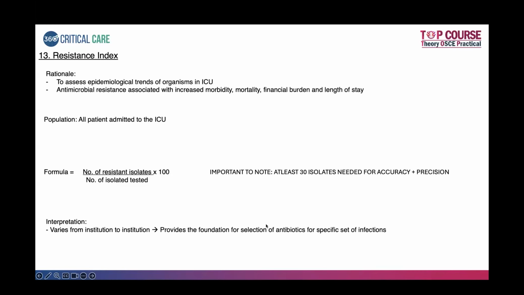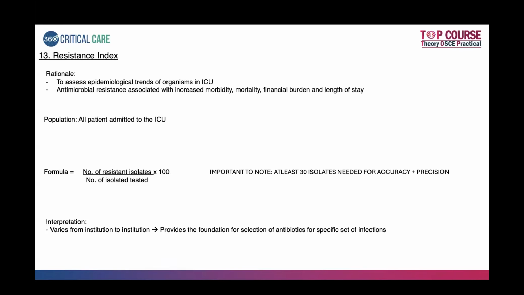Then comes the resistance index. So the main rationale is to assess the epidemiological trends of organisms in ICU. Antimicrobial resistance is usually associated with increased mortality, morbidity, financial burden, and length of stay. It includes all patients admitted to the ICU. So the formula is the number of resistant isolates divided by the number of isolates tested, multiplied by 100.